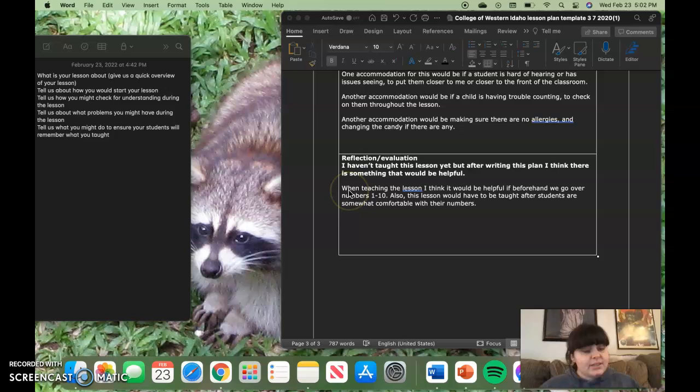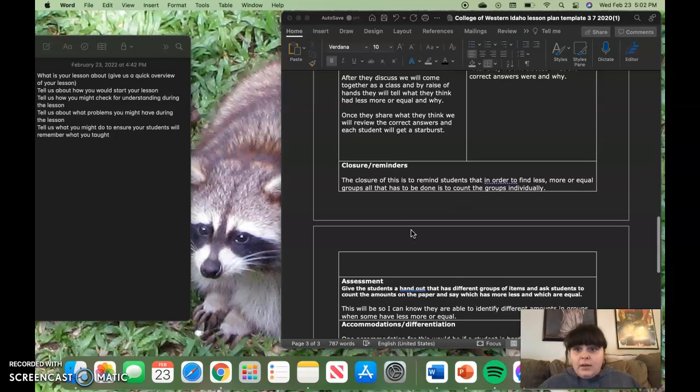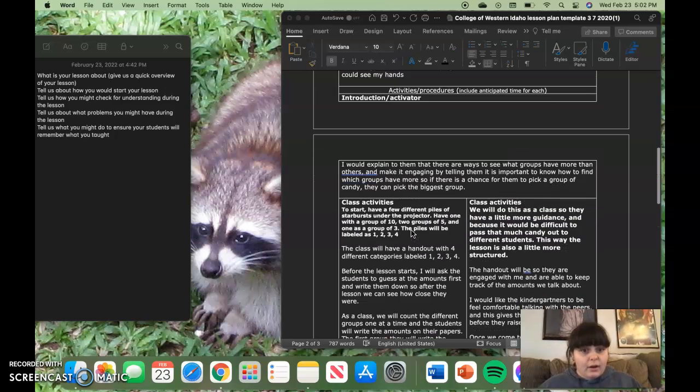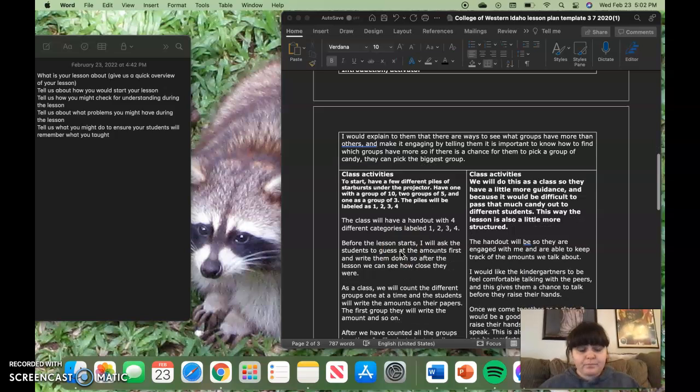When teaching this lesson, I think it would be helpful to go over numbers 1 through 10 with students beforehand, just so they can get a refresher on their numbers. And to start the lesson, give them a rundown on what the purpose of the lesson is and what we'll be talking about.